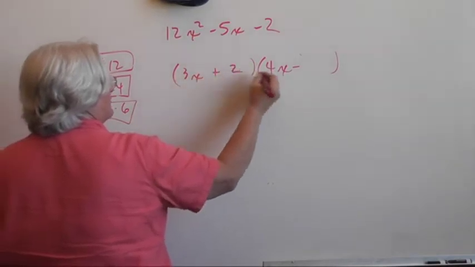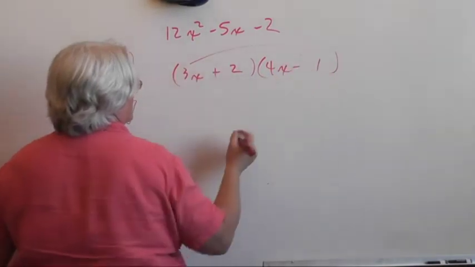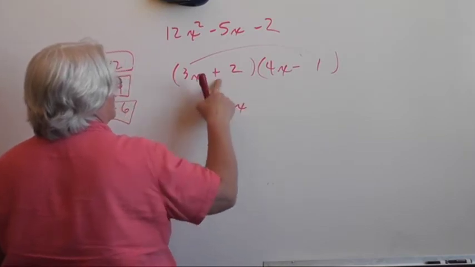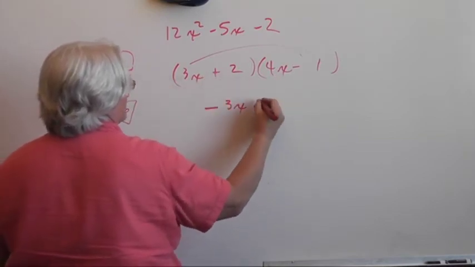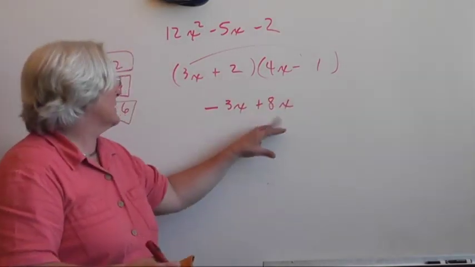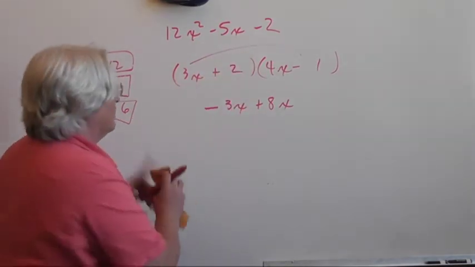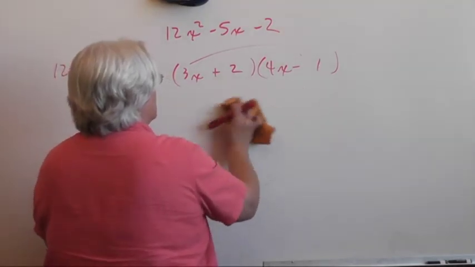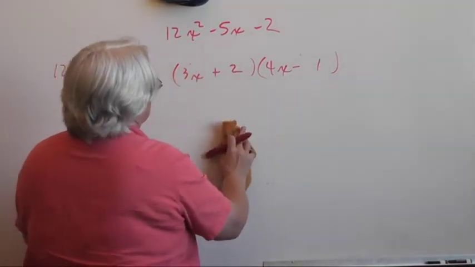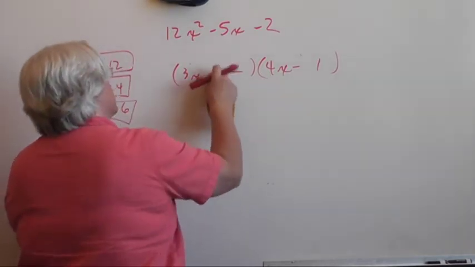So we're going to try a positive 2 and a negative 1. We still have the 12x squared. We have 3x times negative 1 is negative 3x plus 2 times 4 is positive 8x. Look at that. We finally get a 5x, except it's a positive 5x. So that doesn't do us any good. But we know that somehow these factors have to be the ones that we need. So we want the 2 times 4 to be negative. So we're just going to change our signs here.